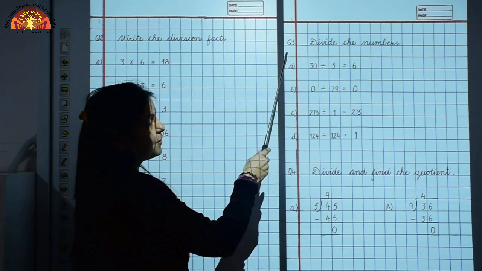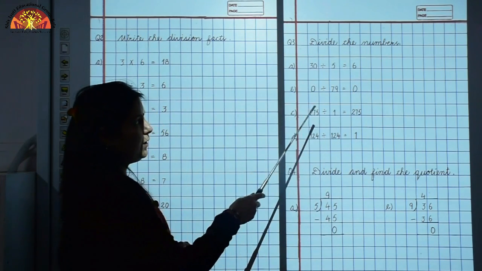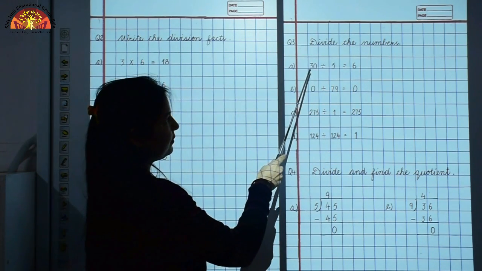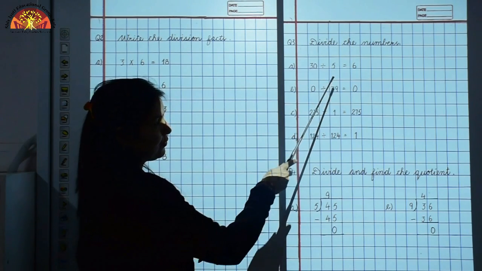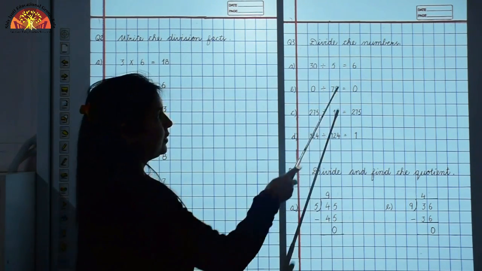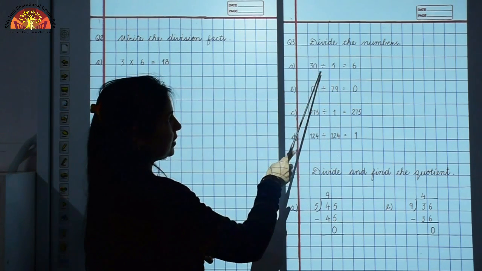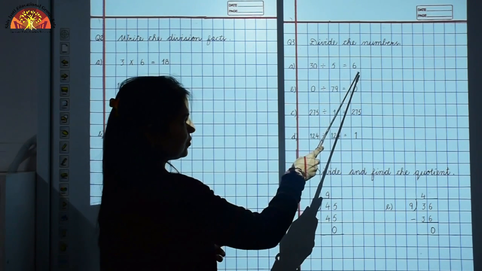Now question number 3, divide the numbers. Here a few numbers are given, 30 divided by 5. So we have to speak the table of 5 till 30 comes. It will come 6 times. So we will write 6 here. So 30 divided by 5 is equal to 6.